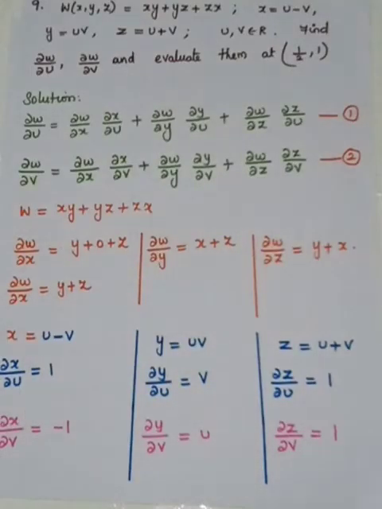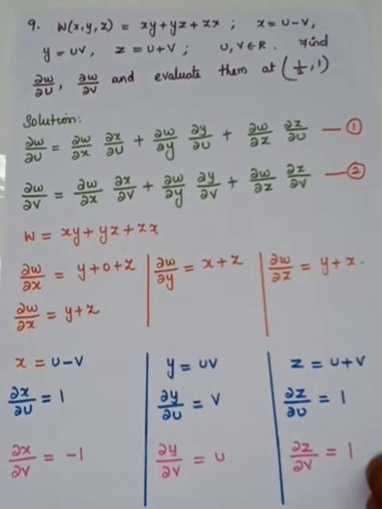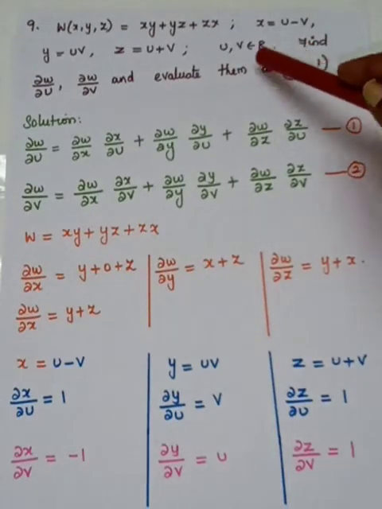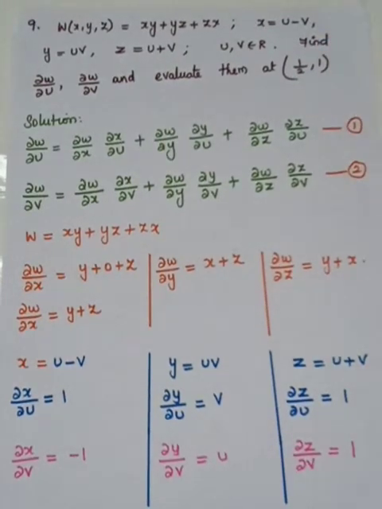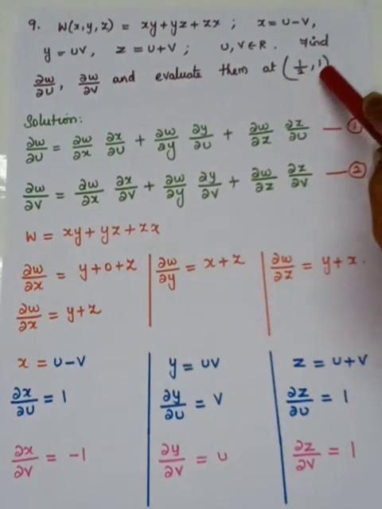Okay, so come to the 9th problem. See, look at that, the 9th problem. w is a function of x, y, z. Three variables are involved. The three variables x, y, z are functions of u and v, where u and v belong to R. Find what you can find: dou w by dou u and dou w by dou v. Evaluate them at 1 by 2 comma 1.